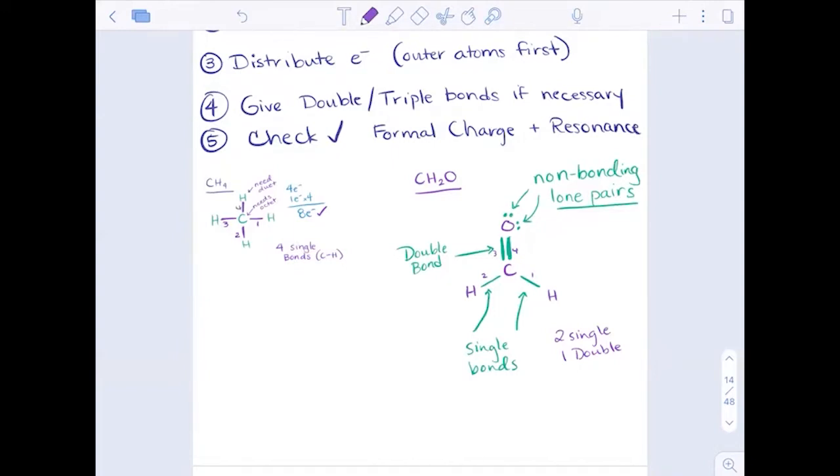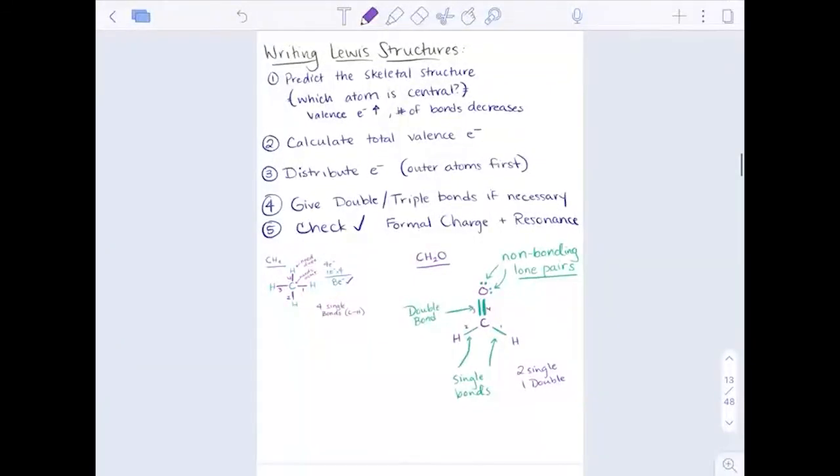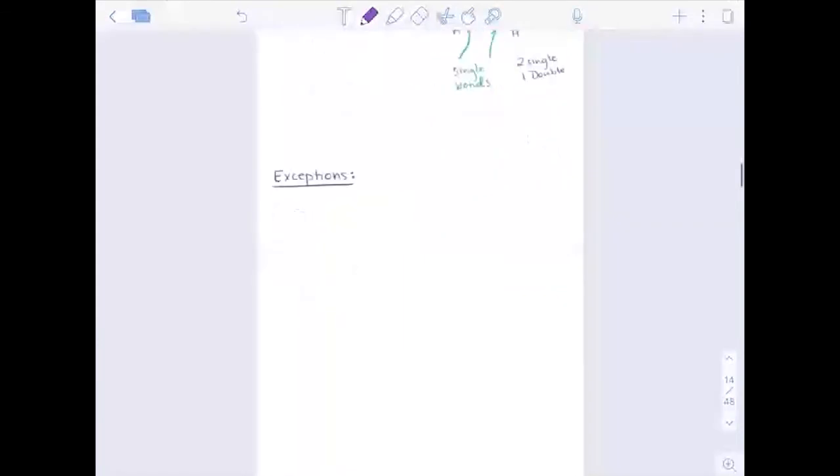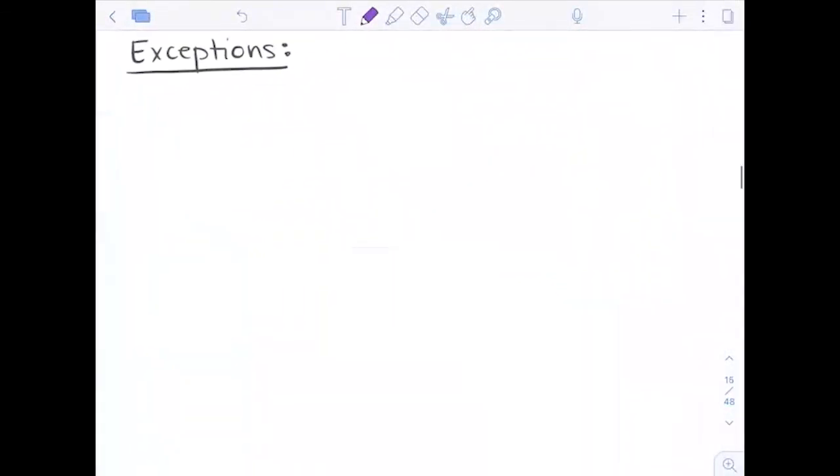We'll have a lot more practice with Lewis structures and getting through the rhythm of going through and double checking, and finding the writing of Lewis structures as second nature. Before we get into formal charge and resonance, I want to go through a couple of exceptions to our Lewis structure theory and why Lewis structures don't always work.